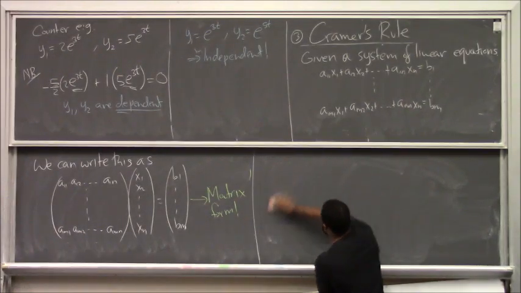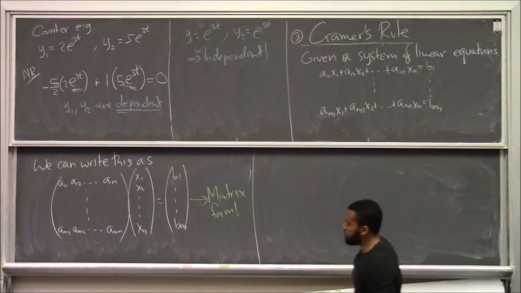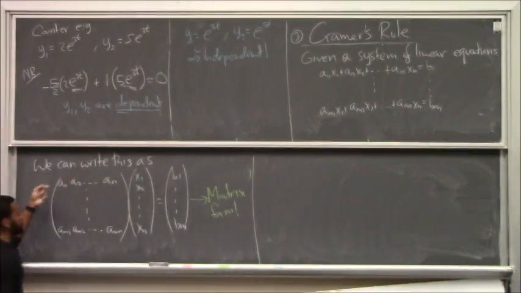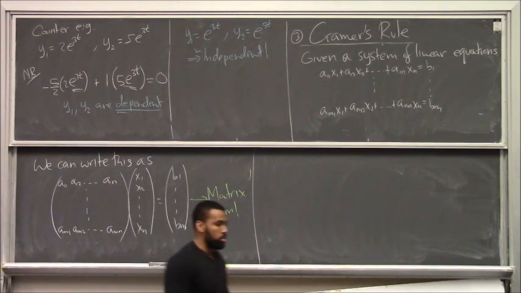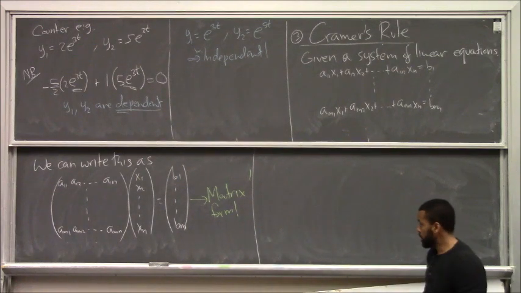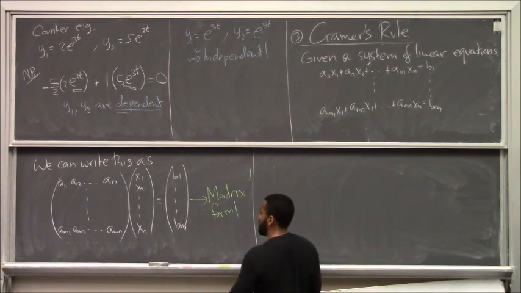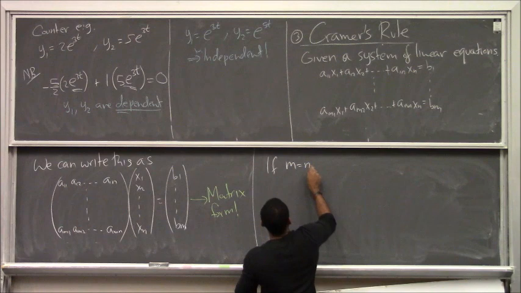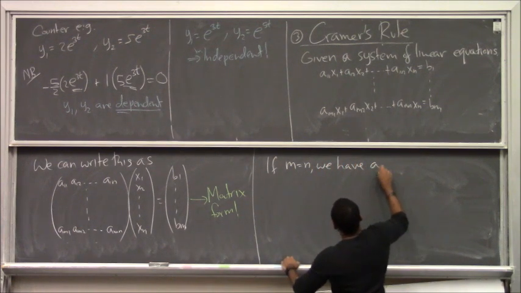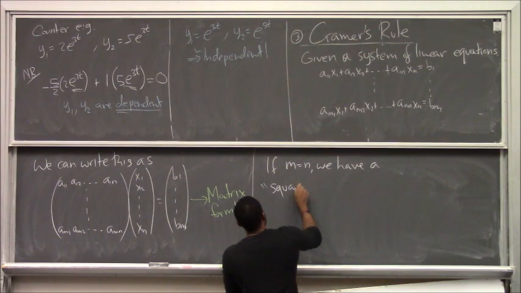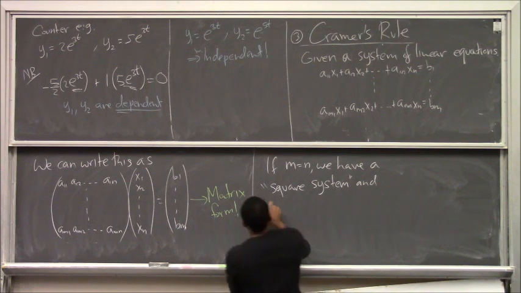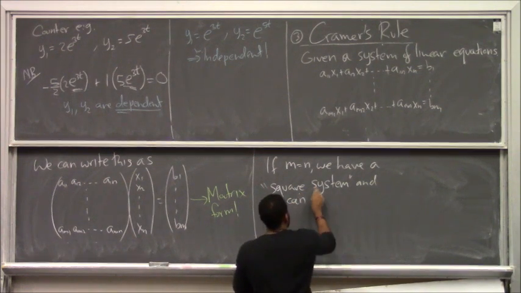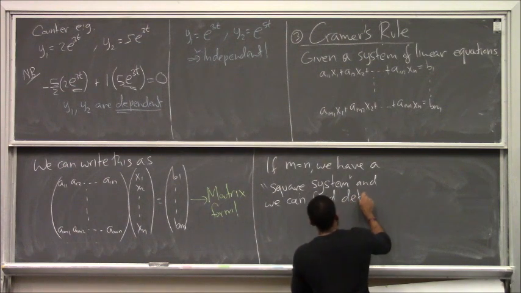Such as this thing called the determinant, which is a way to measure. If you were to imagine that each row of the matrix was a vector in an n-dimensional space, the determinant is a value that gives you the volume of the parallelepiped spanned by those vectors, which is actually coincidentally quite useful in solving systems of equations. Now, if m equals n, we have a square system and we can find determinants.